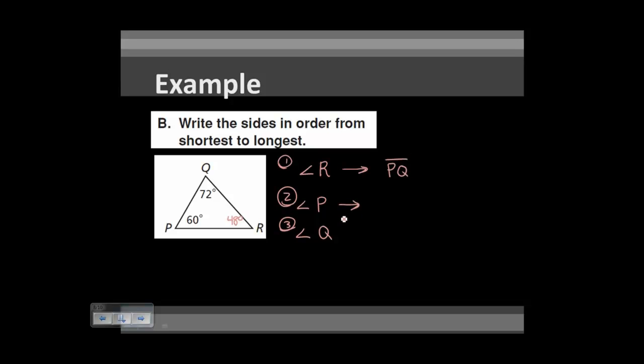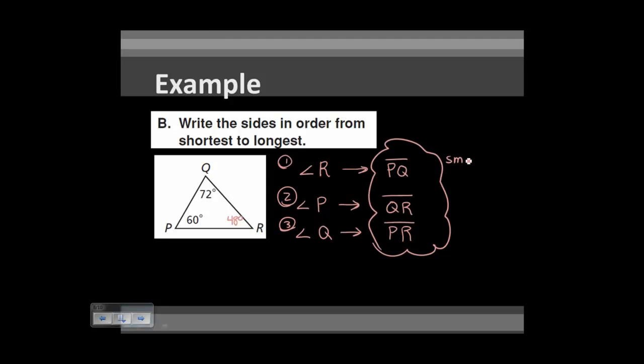The side across from angle P is segment QR, that's the middle length, and then angle Q is the biggest, so that means the longest segment is segment PR, and those would be the segments in order from the smallest to the greatest, or the longest actually. I should put shortest to longest, smallest to greatest.